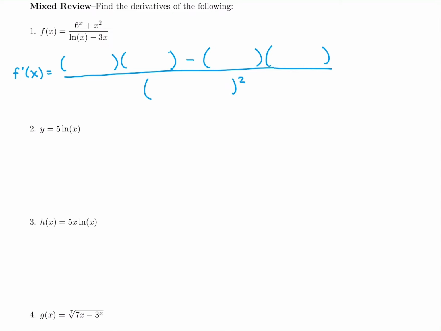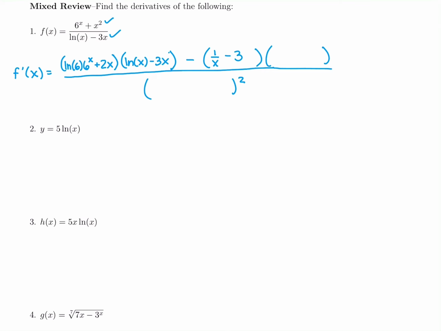First of all, the derivative of the top. Derivative of 6 to the x is ln of 6 times 6 to the x, plus the derivative of x squared is 2x. So we did the derivative of the top. Now we need to do the original bottom, ln of x minus 3x. Now I need to take the derivative of that bottom. So derivative of the natural log of x is 1 over x. Derivative of negative 3x is negative 3.